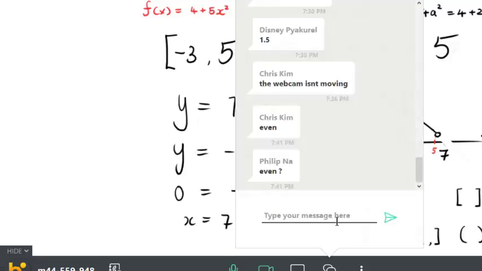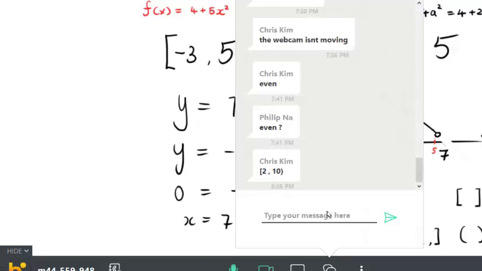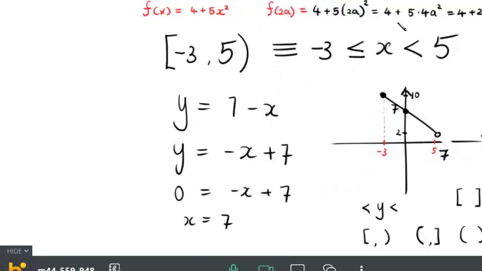Anyone? No one's typing. Okay. Oh, Chris has answered 2 to 10, including 2 and excluding 10. All right, nearly. That's nearly. So it's actually excluding 2. We can see that that's not including 2, but this is including 10, right?